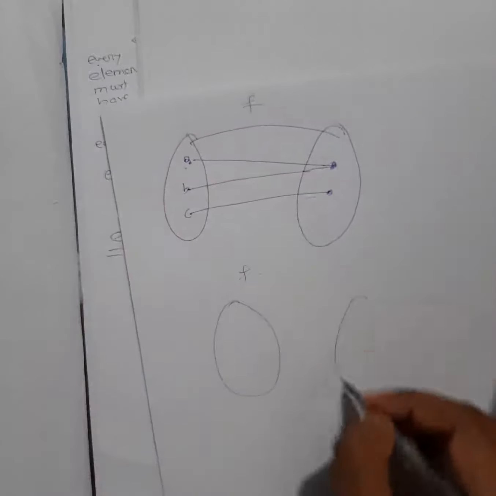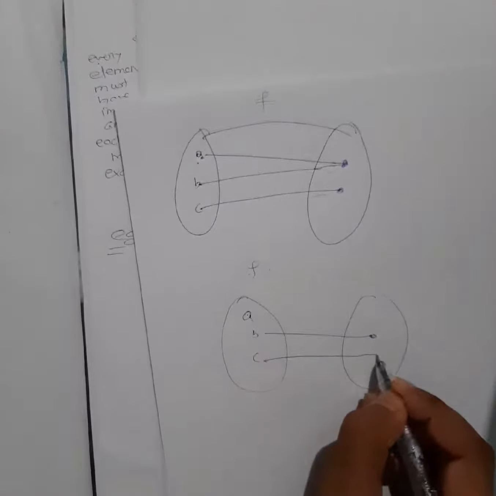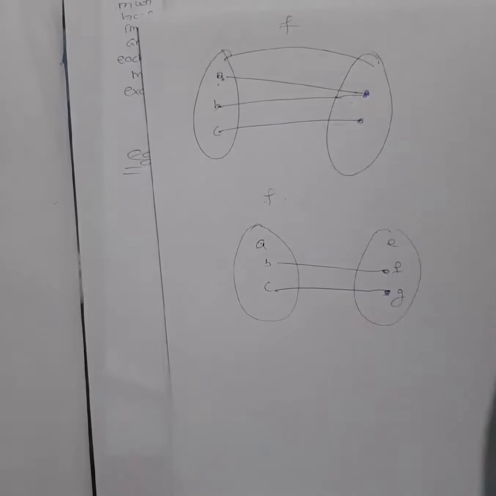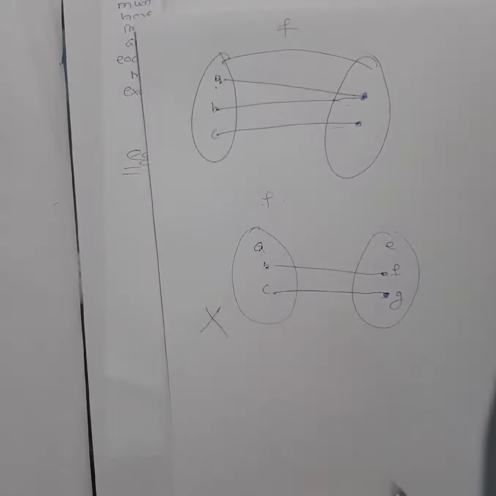Next example, suppose this one. If I draw A, B, C here and draw like this, and E, F, G, suppose. Is this a function? Obviously no. Why? Because see, this element does not have an image, so this is not a function.